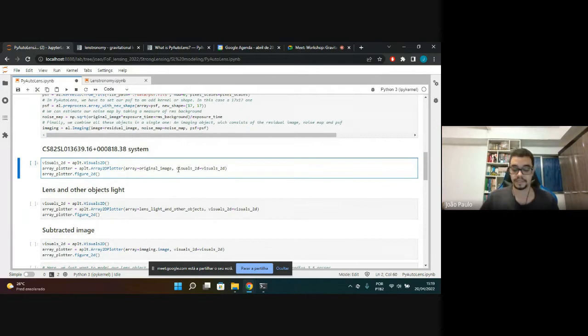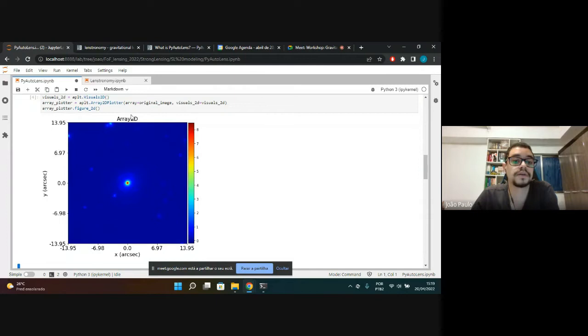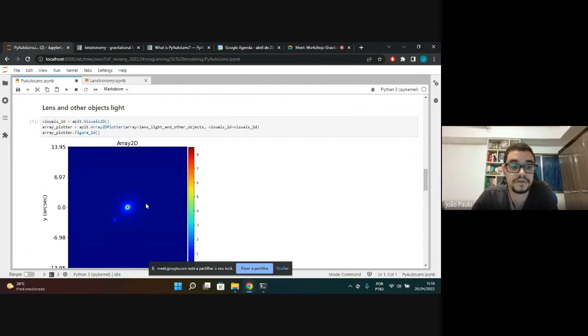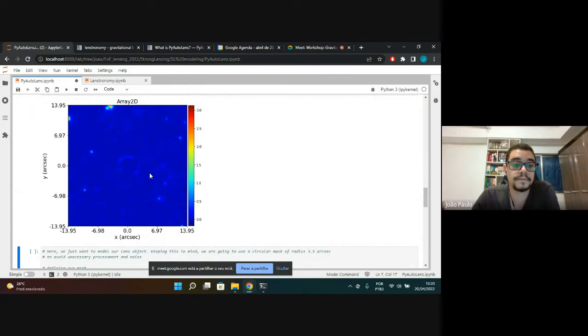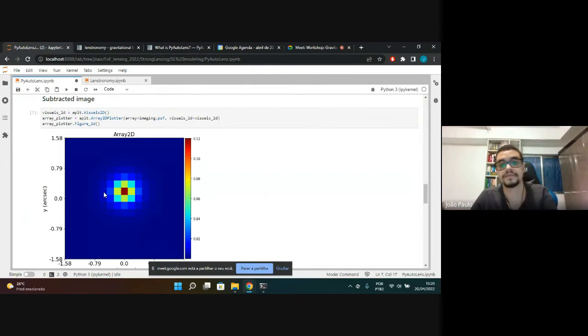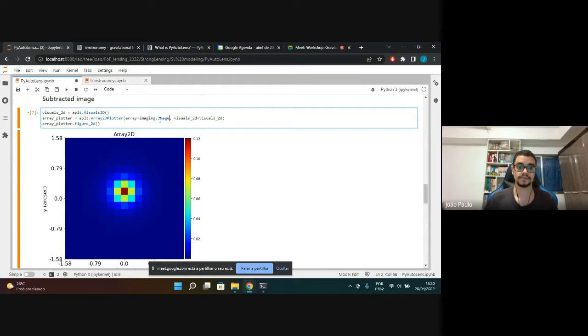Here we can see our image. Here we have the original image, okay? Here we have the lens light, so we are going to subtract from this one later. Here we have an example of this subtraction. Here we can also see the PSF, which is a star near this lens system. Okay, so let me change to the residual.